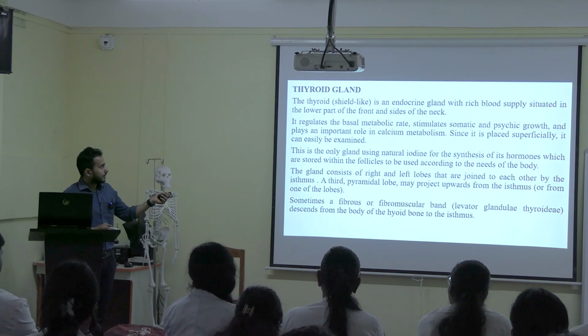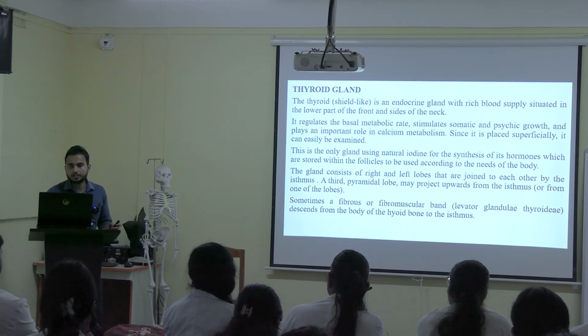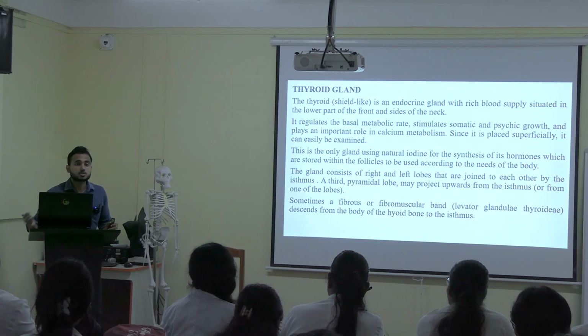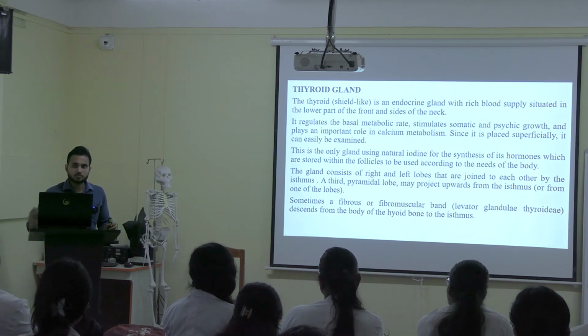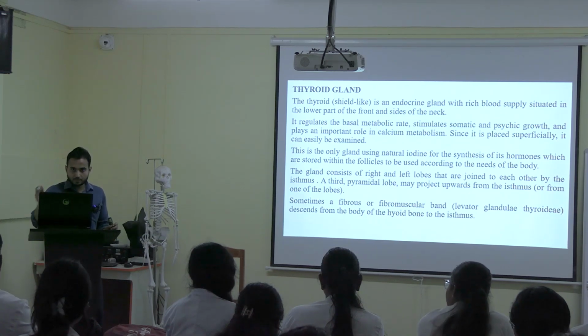Now, a peculiarity of the thyroid gland is that other endocrine glands are also there in our body. Can you name some endocrine glands? Yes, pancreas, then which one? The most important one, pituitary, also called hypophysis cerebri. From now onwards we'll be calling it hypophysis cerebri, the other name of pituitary.